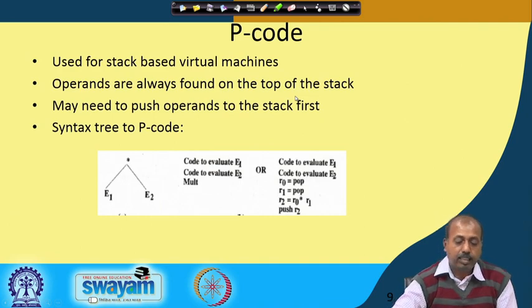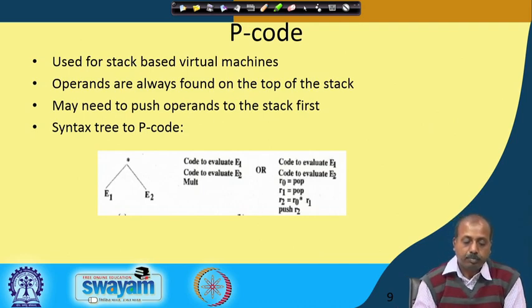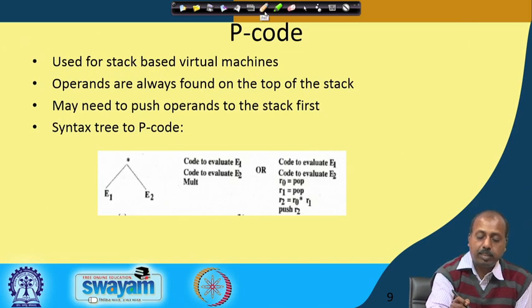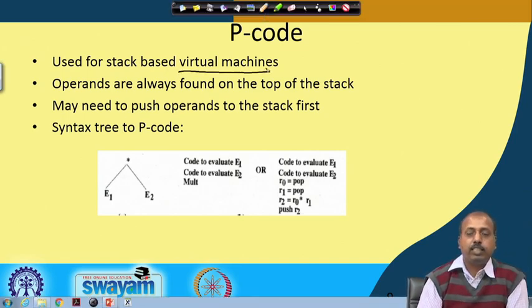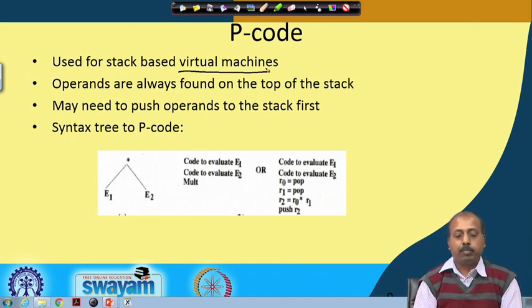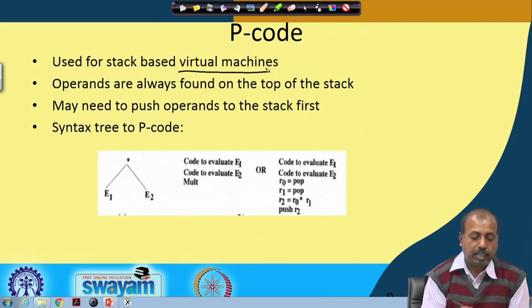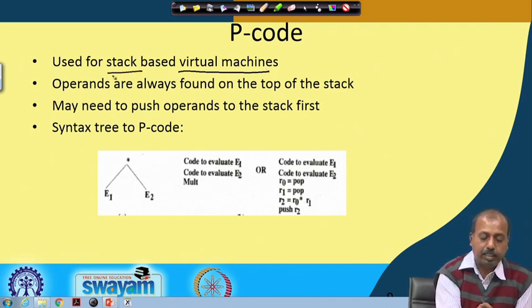Then there is another high level representation which is known as P code. This is used for stack based virtual machines. So, what is a stack based virtual machine? Virtual machine means the machine does not exist in actual. This is a conceptual machine, you can say. Maybe there are some machines which are built around this concept, but the basic idea is that this is a stack based machine.